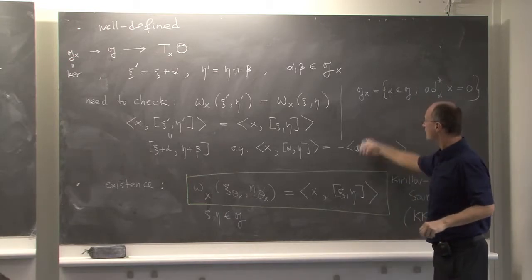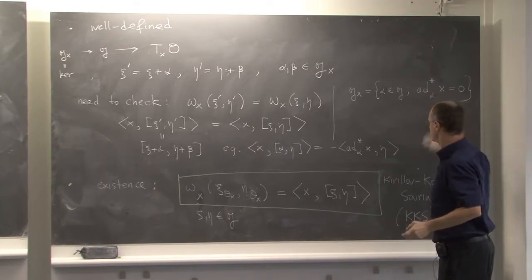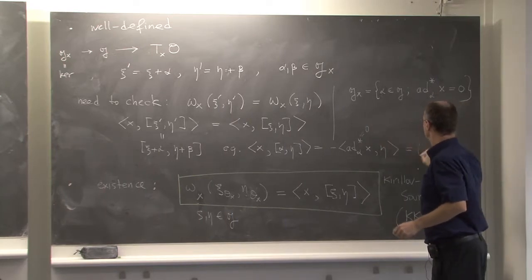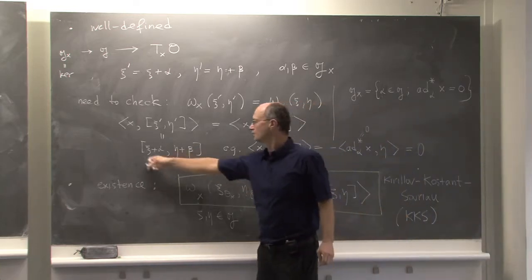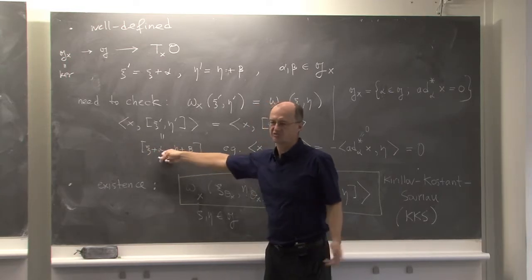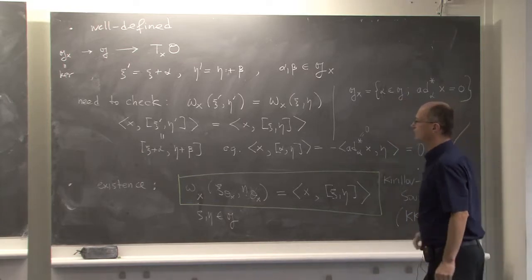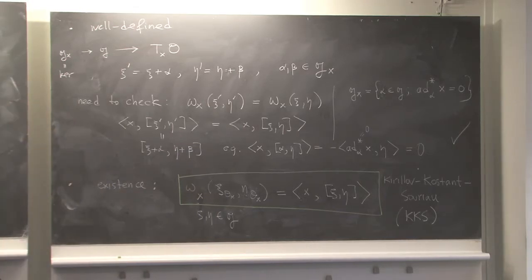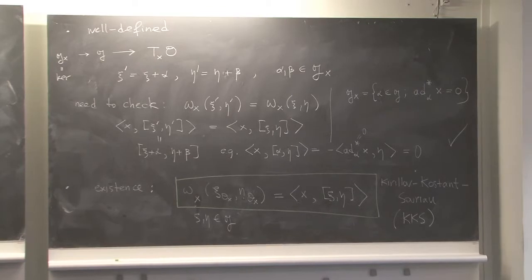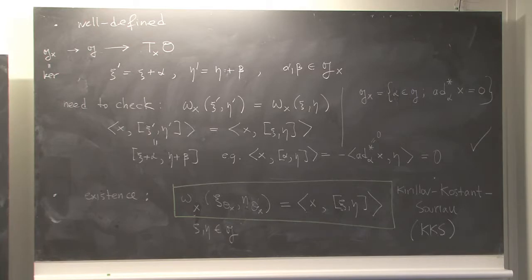Because alpha was in the stabilizer Lie algebra, and the stabilizer Lie algebra has this property. So this is actually 0, and this is 0. And of course, there will be a similar argument for beta psi and alpha beta. So all these extra terms vanish. So the form is well defined. Now, what about non-degeneracy?